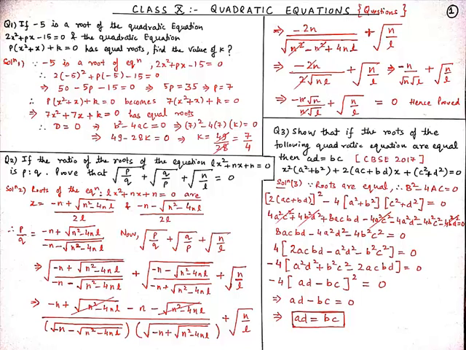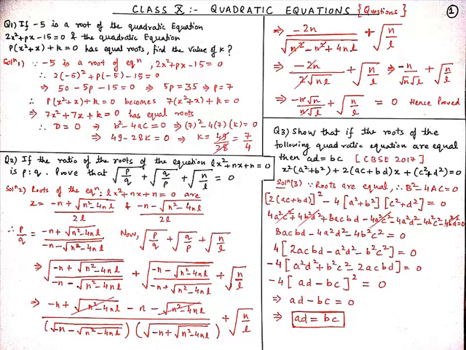So hence proved. Now our third question for today is, show that if the roots of the following quadratic equation are equal, then AD is equal to BC, such that x square into a square plus b square, plus 2 into AC plus BD into x, plus c square plus d square equal to 0.